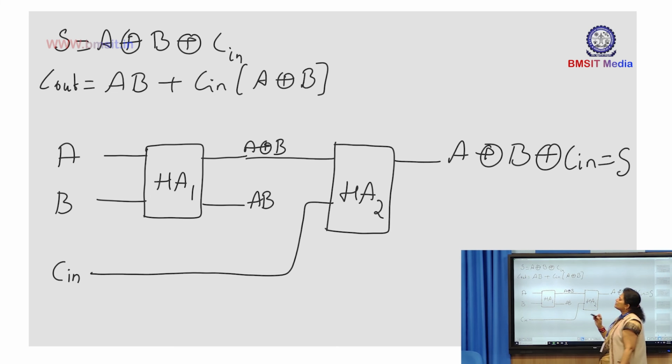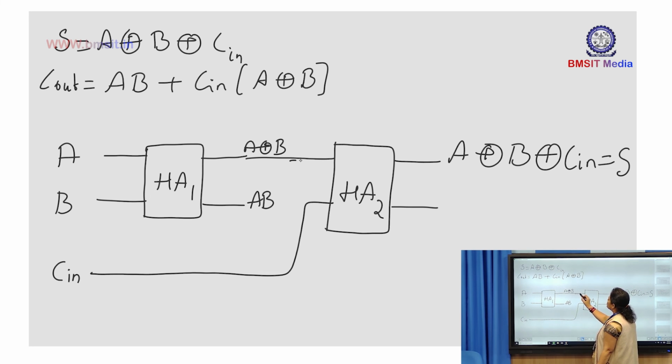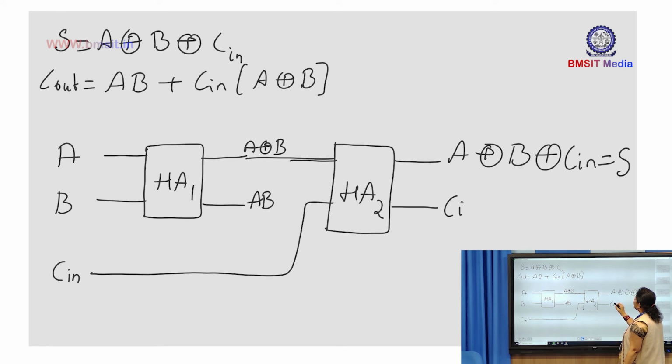Next, what is the C out? C out is AB plus C in into A XOR of B. So as per the principle of half adder, the sum is got. What about carry? Carry is nothing but AND of the inputs. Okay. So what are the inputs of the second half adder? One of the inputs is A XOR B and the second input is C in. So we are going to get the AND of this. What is the AND of this? C in AND of A XOR of B.